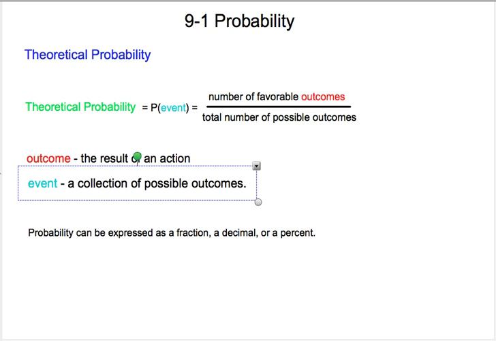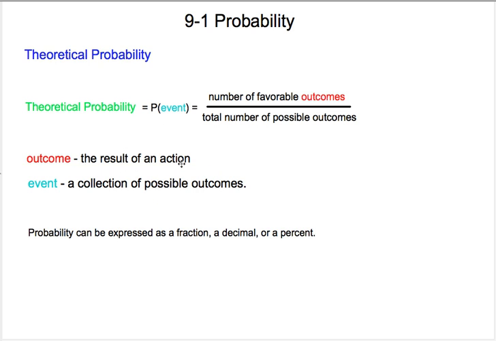Hello, in this video I'll be talking about probability. First we're going to start with theoretical probability. So the probability of an event is equal to the number of favorable outcomes divided by the total number of possible outcomes. And an outcome is the result of an action.